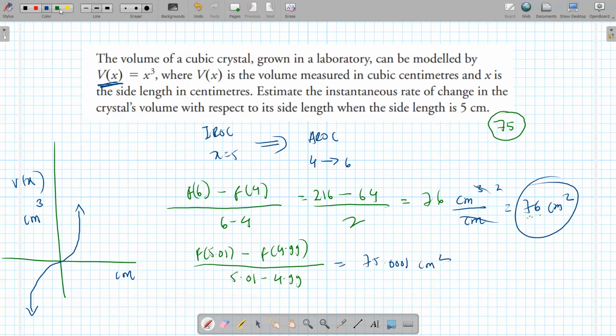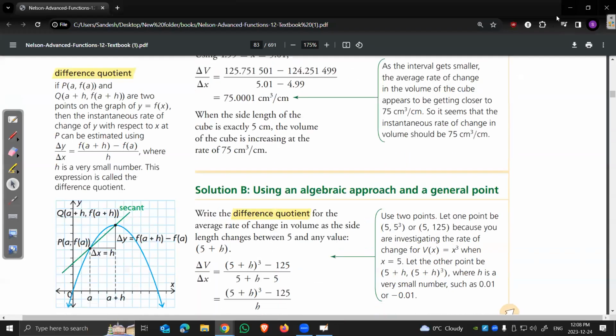So that's the idea. You just go up and down. For 5, you go up and down 0.01. That'll give you a pretty good answer. You can also do 0.001, but the smaller that number, the more precise your answer will be. So the answer here is 75 precisely. I'll show you how to get 75, but this is a pretty good approximation.